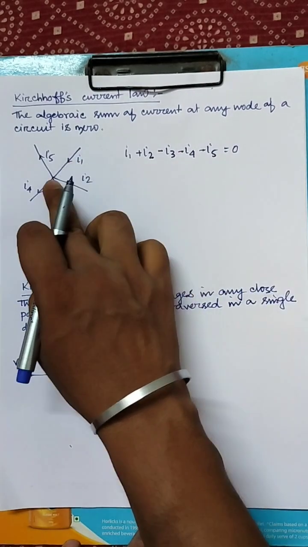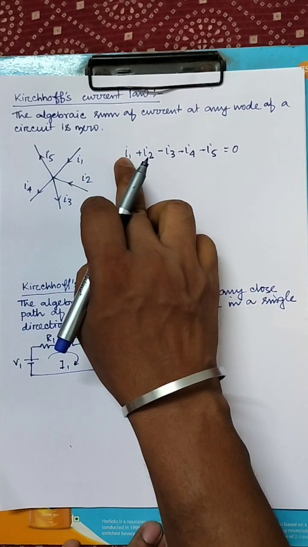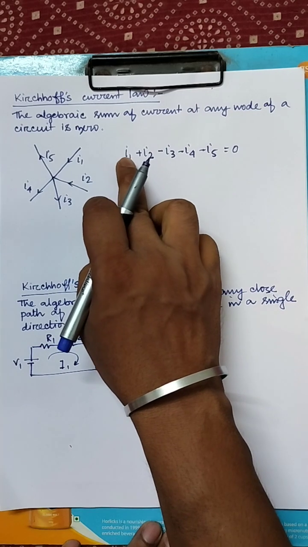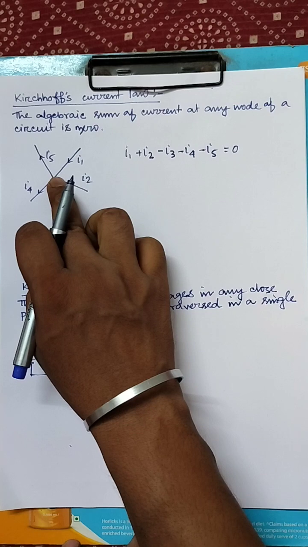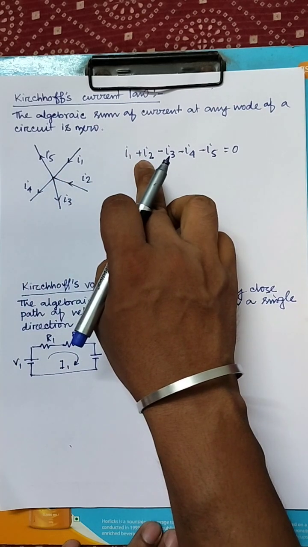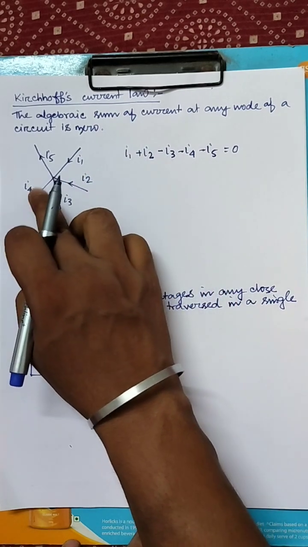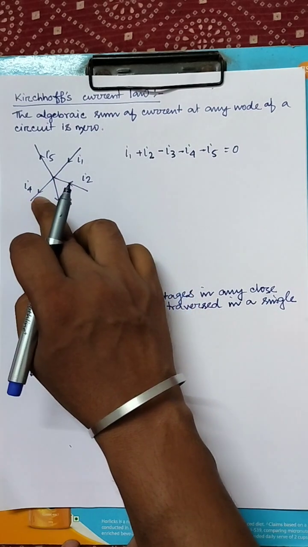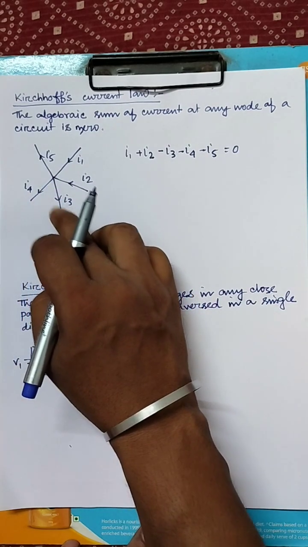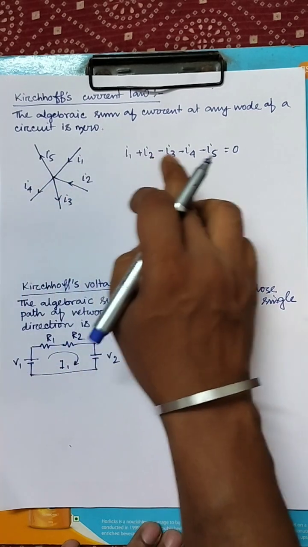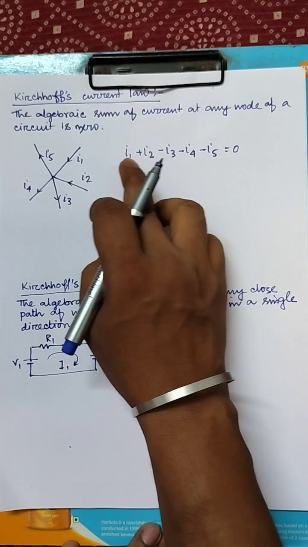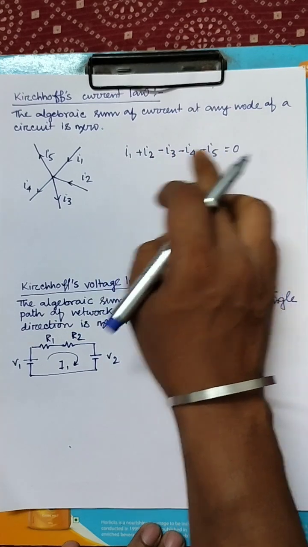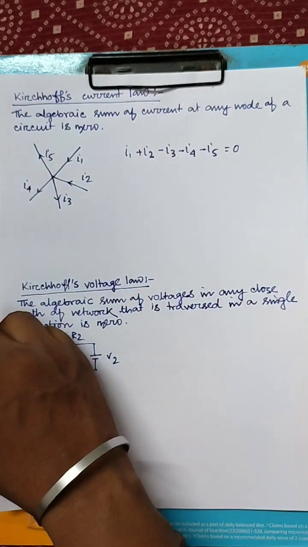The current which is entering into the node is considered positive. That's why I1 is positive. I2 is also a current entering into the node, so that is positive. But I3, I4 and I5, all the currents leaving from the node, that means the current is in the outward direction, that's why the current is minus, negative. So here positive and negative indicate the direction of current flow.